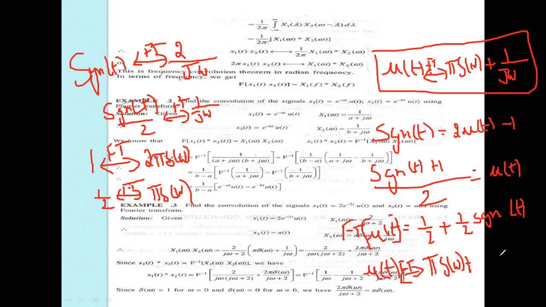Okay, everything we know, my dear students. 1 by 2 signum of t is 1 by j omega. Now, what is the Fourier transformation of mu of t? Pi into delta of omega plus 1 by j omega. This is the formula from the signum of t. From this, the Fourier transformation of mu of t we got as pi delta omega plus 1 by j omega. Okay, so that only I wrote here: x2 of omega is equal to pi delta omega plus 1 by j omega.